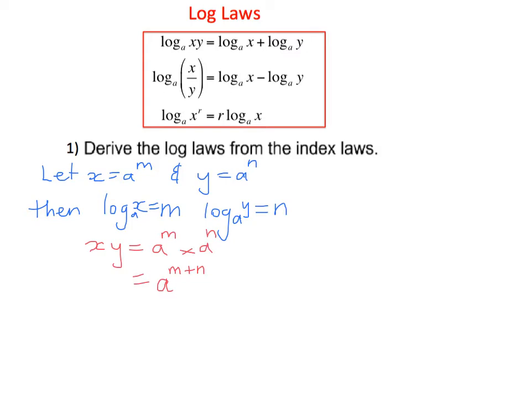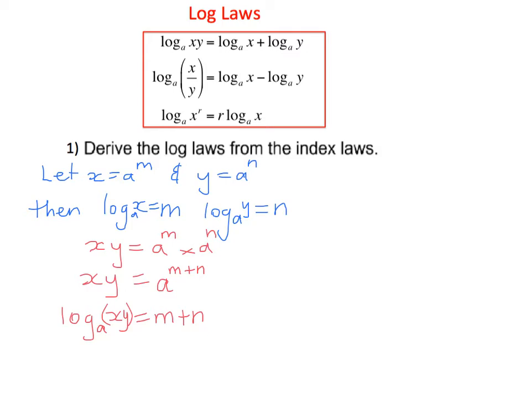Now changing this from index form to log form, we can then have log base a, because we have our base a, and it's to the power of m plus n equals xy. So this is really saying log of xy base a equals m plus n. So going from index form to log form using the circle, a to the power of m plus n equals xy.